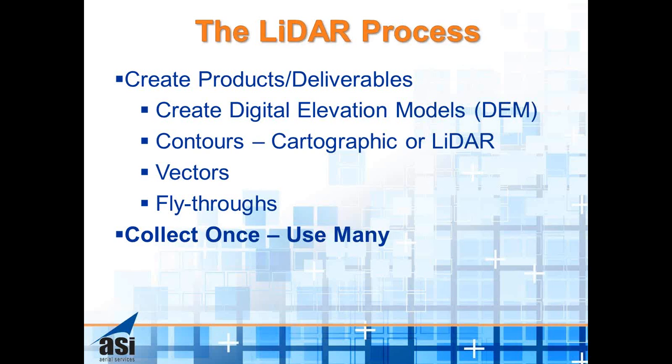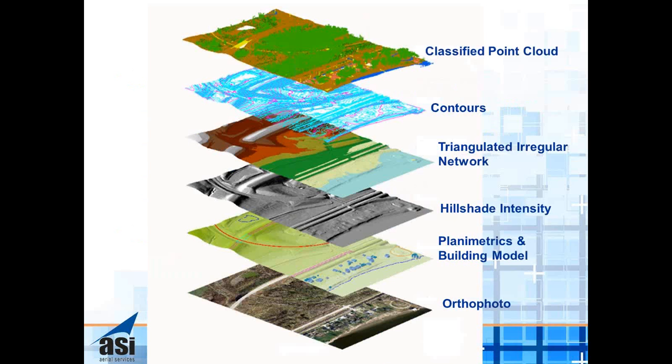We can also create vectors. We can create fly-throughs. So what we're able to do is take all of this data, we collect it once, and then there's many ways that we can use it that's beneficial to customers. You look at the LiDAR that we collect. We have the classified point cloud. Then we do the contours. We can create a triangulated irregular network, or a TIN, off of that. We can look at the hillshade intensity, which looks like a black and white photograph.